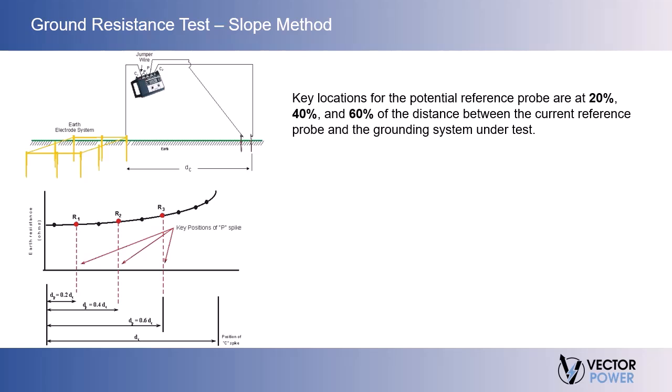Once the curve is drawn, we need to calculate the slope coefficient, mu. To do this, we take the resistance value recorded at our key potential reference probe locations, and we call them R1, R2, and R3 respectively. To calculate the slope coefficient, we use the formula R3 minus R2 divided by R2 minus R1. This will provide us a measure of the change of slope of the ground resistive curve.